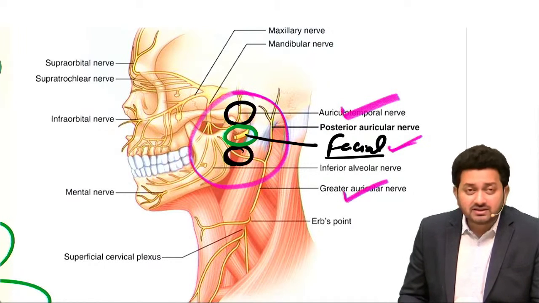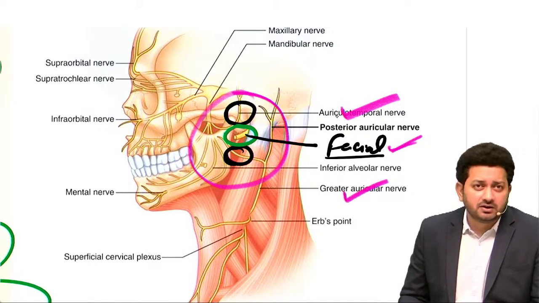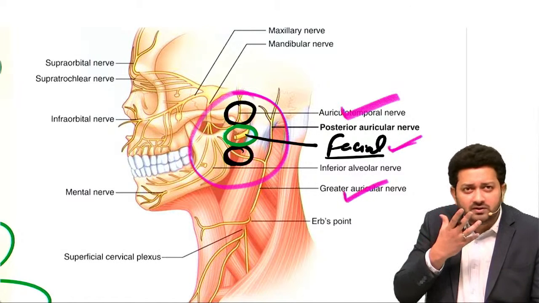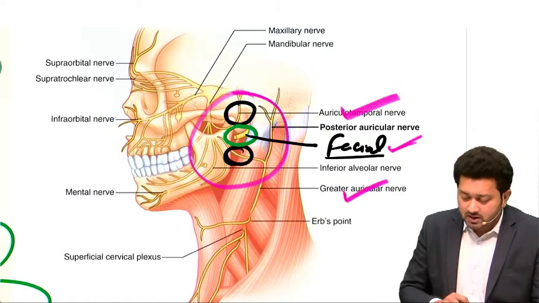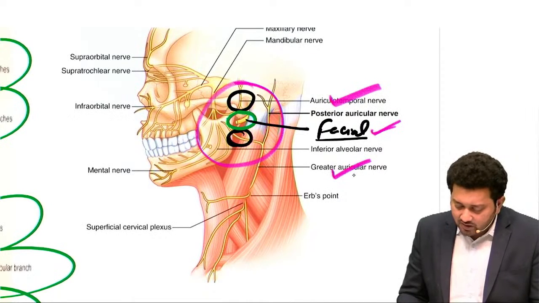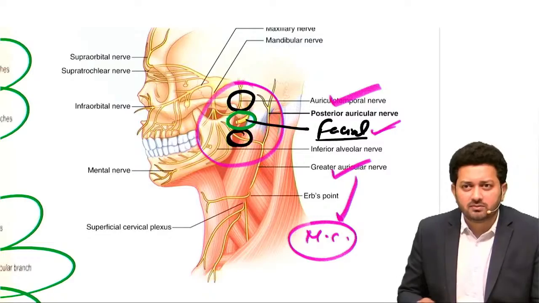Injury to the auriculotemporal causes Frey syndrome. Facial nerve injury is very obvious, a deviation of mouth and tearing and all those things. Greater auricular is the most commonly injured nerve.